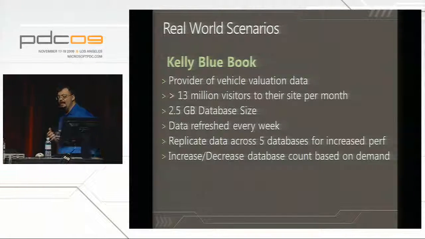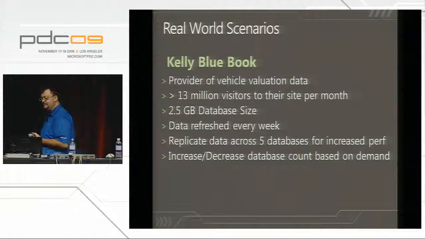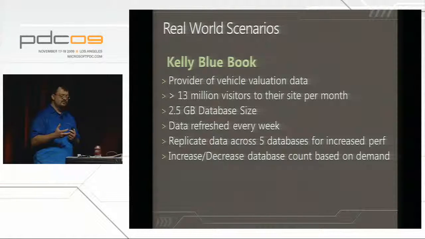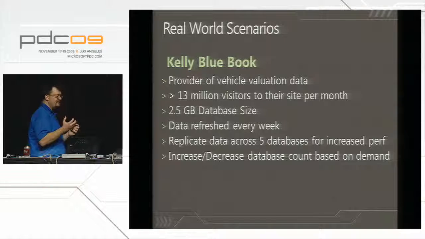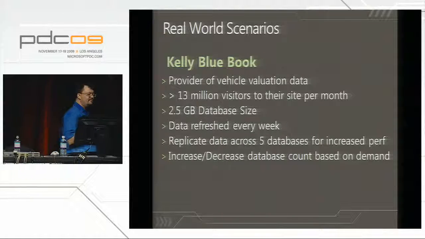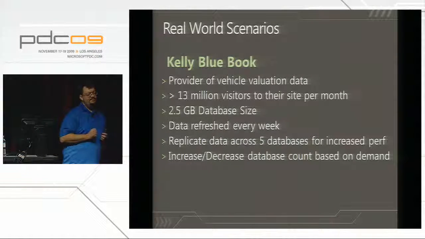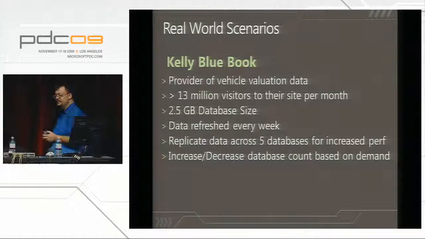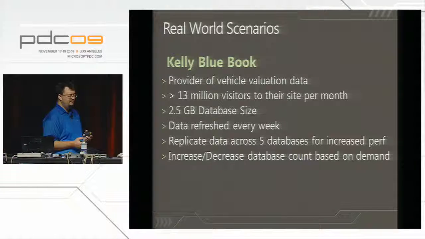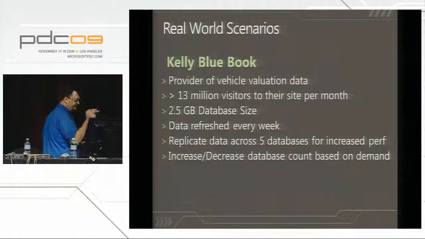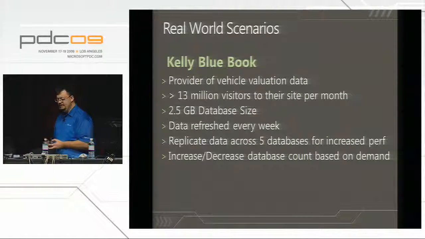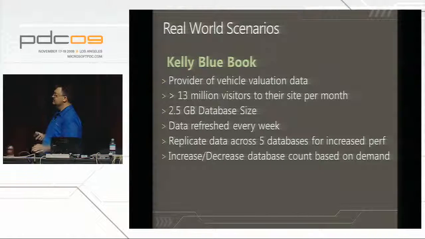The reason they have 5 different copies of this database is because they need the capacity of 5 CPUs, and they need the resources of 5 sets of memory. When their application comes in and connects, it does a round robin and randomly picks a database to connect to. And if their hits go up to maybe 30 million hits a month, all they need to do is increase the number of databases and spread the load out more. And once again, like I said in the bottom point, they can increase and decrease the database count based upon demand.